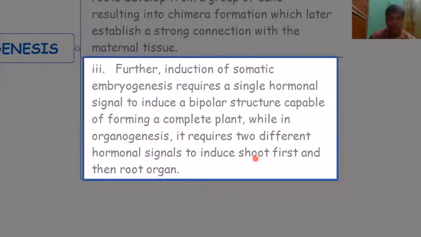On several other terms, we can discuss both organogenesis and embryogenesis, on a monetary basis, on a time scale, and on the basis of expertise. Also, we can discuss the differences between organogenesis and embryogenesis.